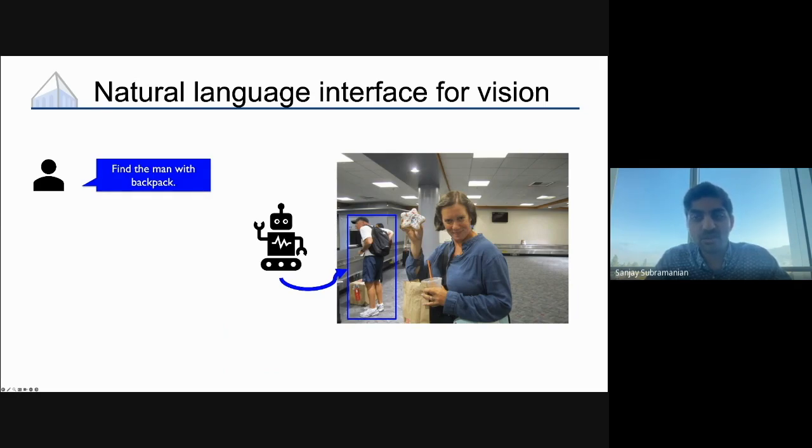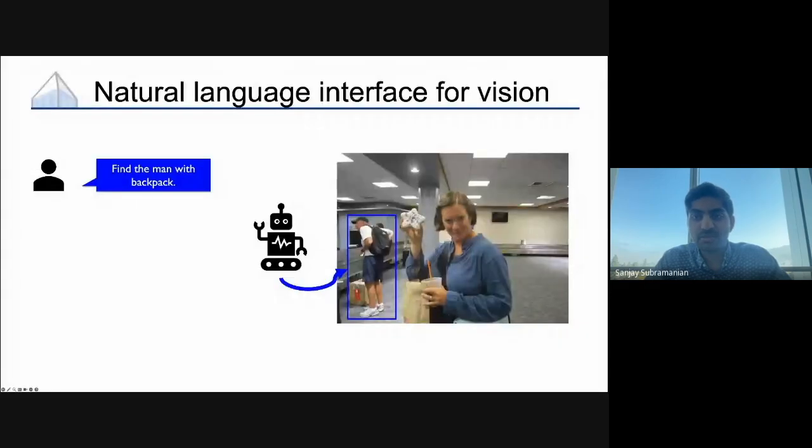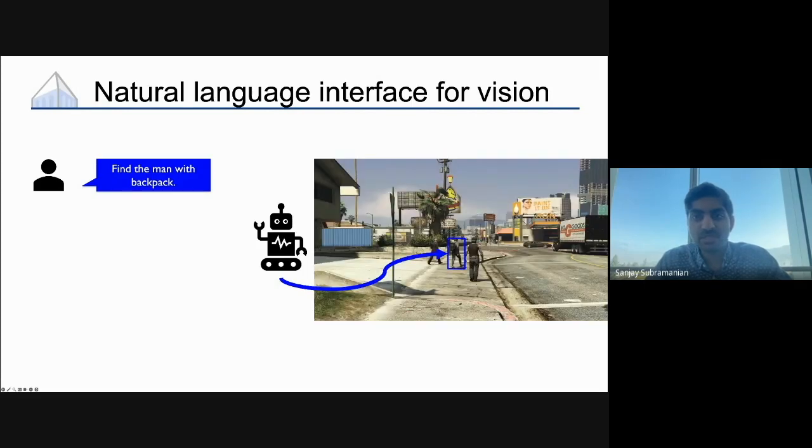Like this localization operation, there are many atomic visual operations that we would want an interface like this to be capable of. And we want the system to be able to perform these operations across a wide range of images. For instance, in this image of a video game, if I gave the same command of find the man with backpack, we'd expect the system to output this bounding box, which again contains the man with the backpack, even though this is an image that has a lot of different qualities, properties than the previous one.